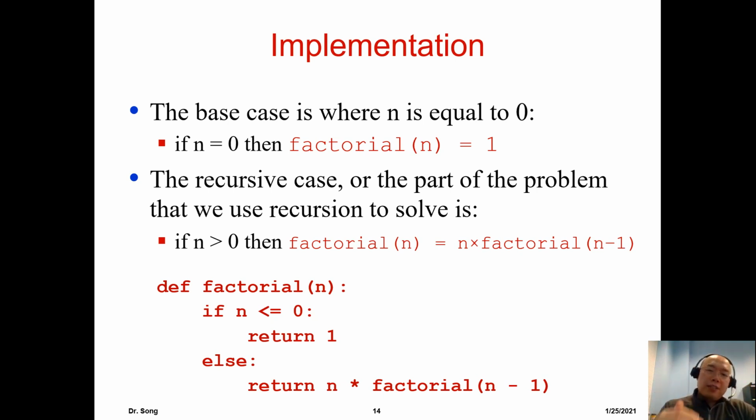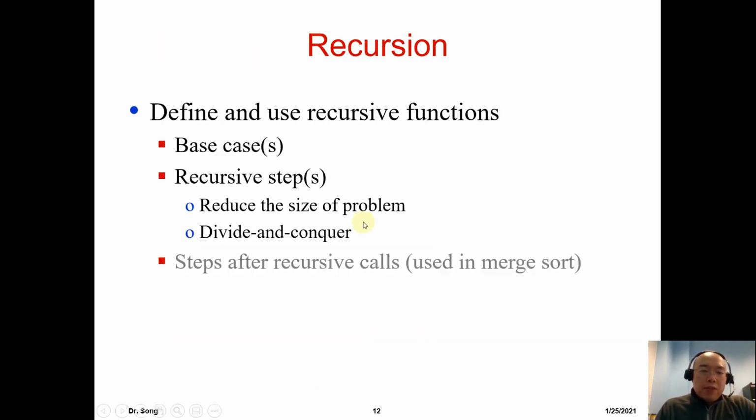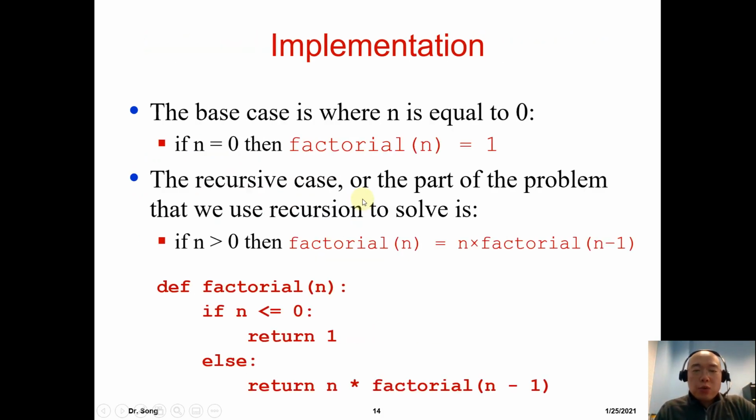And for our case, factorial 0 is 1. That is our one and only base case. Well, the next part is the important part. Remember, we are doing a recursive step, so we are trying to add the recursion into our definition. That is, if n is a value greater than 0, then n factorial equals n multiplied by (n minus 1) factorial.